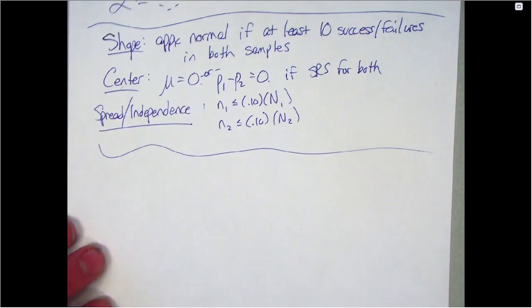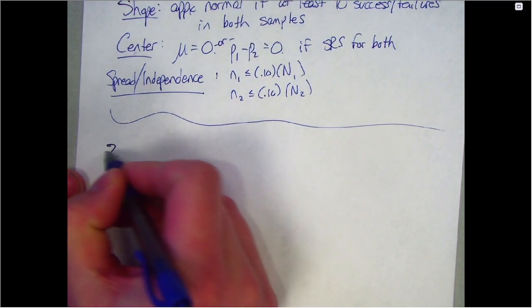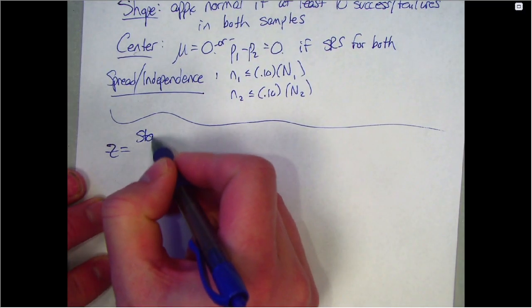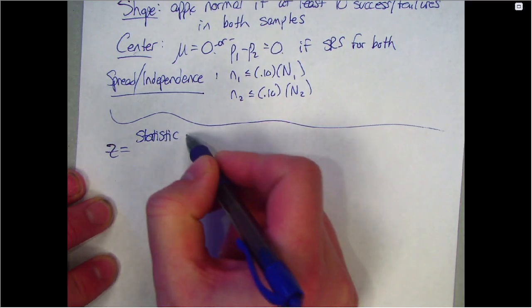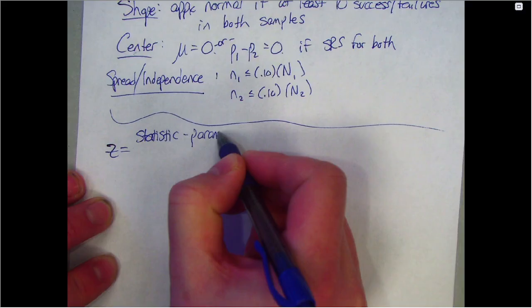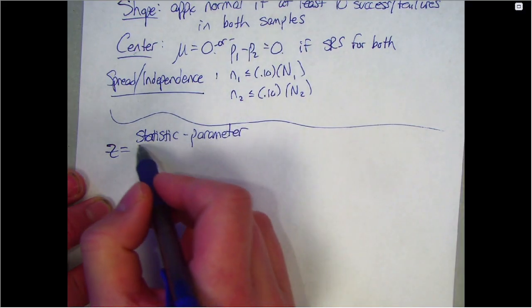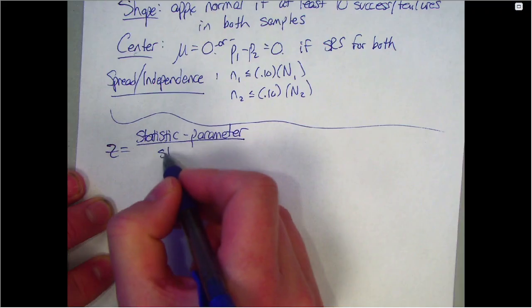So then the math part. I'm going to start off with my general formula: z equals statistic minus parameter over standard deviation.